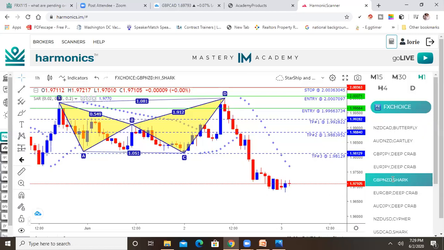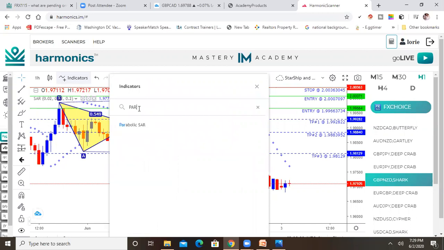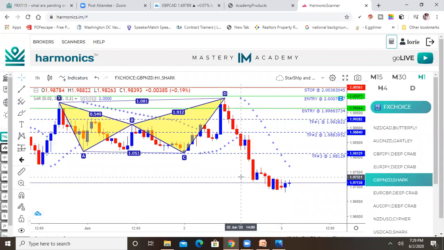So write this down, parabolic SAR, and I have that already here. What you can do is go up here to indicators, up here on this menu bar, and where it says search, you just want to type in parabolic SAR. Make sure you write that down. This is going to save you a lot of time and money going forward. Once you find that, what it's going to do is it's going to place it right here onto your chart.